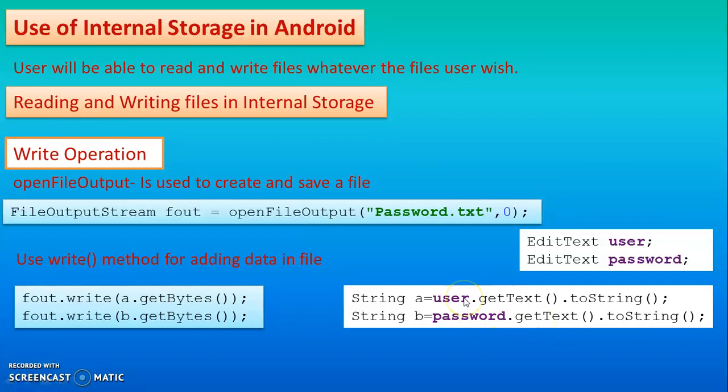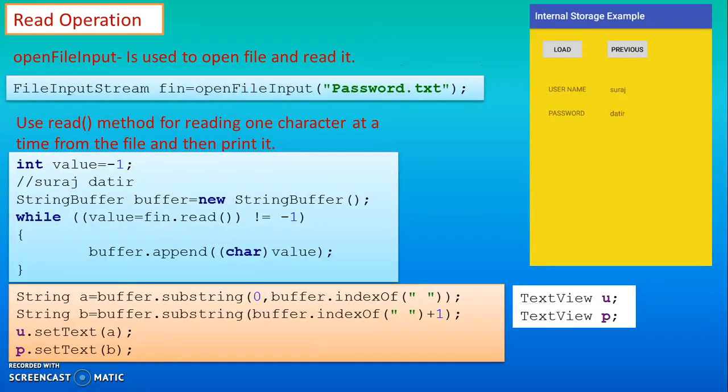Means you can access the value by using this statement, where user ID and password is nothing but objects of EditText component. Okay, means if you want to read the value from EditText, then you have to use this write method. Means what happens actually in this program, the user will enter the value in the EditText, and by using this EditText we are storing the value. So for that you have to use write method.